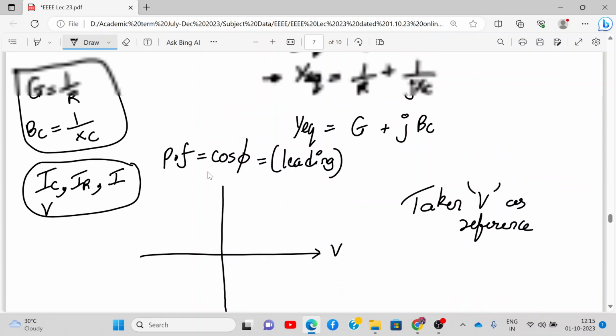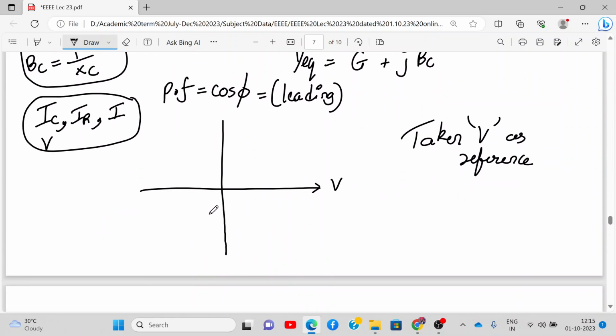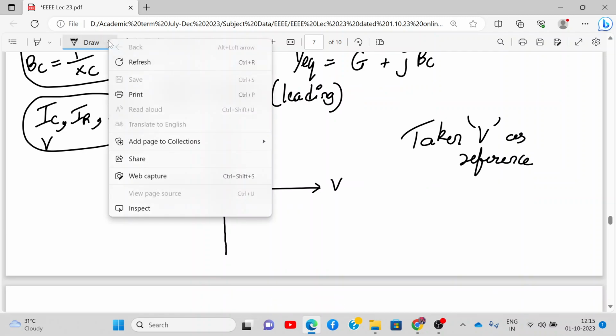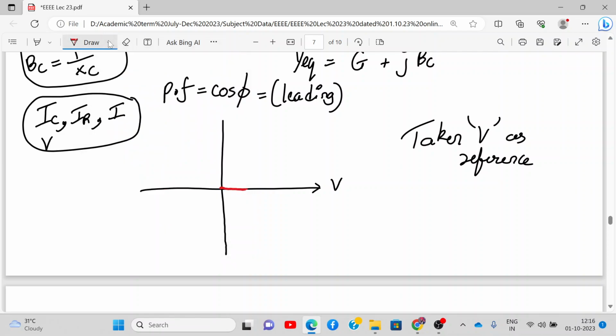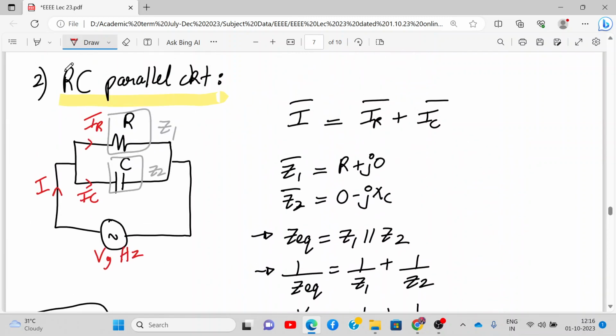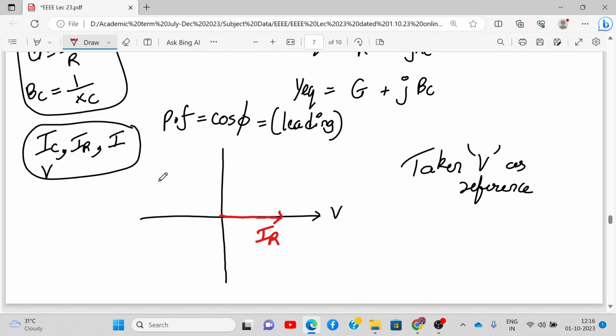Now, in case of a pure resistor, IR will be in phase with V, right? Yes or no? Correct. So this is IR. What about the capacitor? In a capacitor, is current leading the voltage or lagging the voltage? By 90 degrees. In a capacitor, current is leading the voltage, so this will be IC.